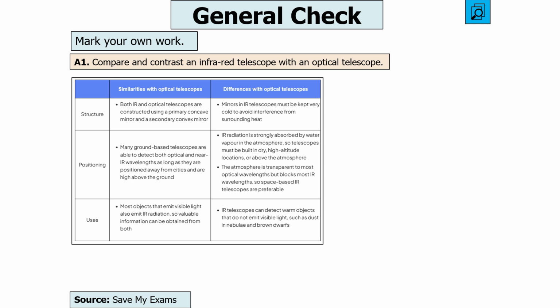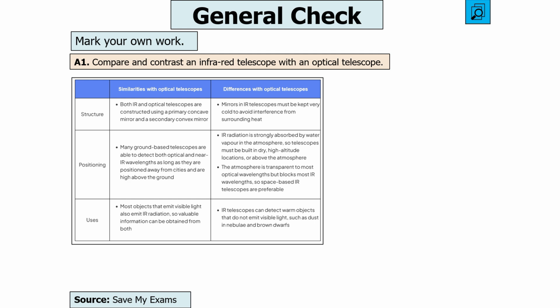The differences are, though, that the mirrors in an infrared telescope must be kept very cool to avoid interference from the telescope itself producing infrared radiation. In terms of positioning, many ground-based telescopes can detect both optical and near-infrared as long as they're positioned away from cities and are high above the ground.